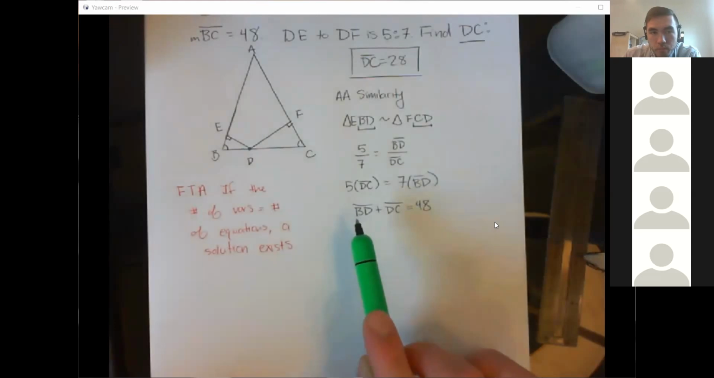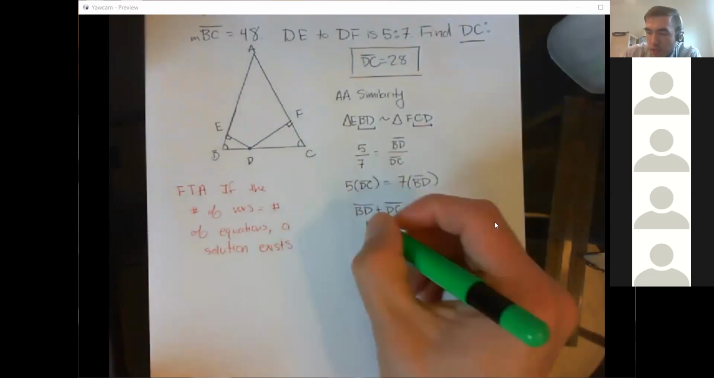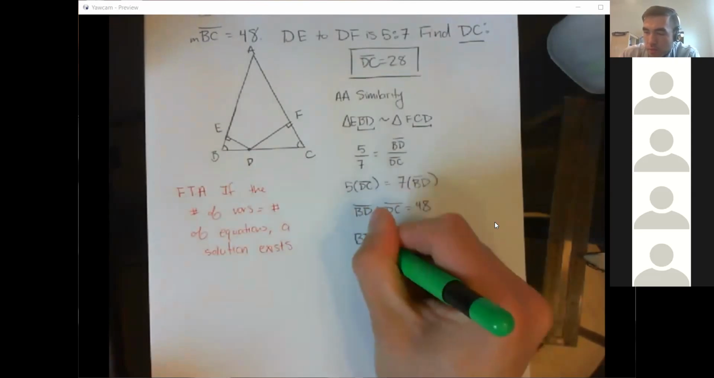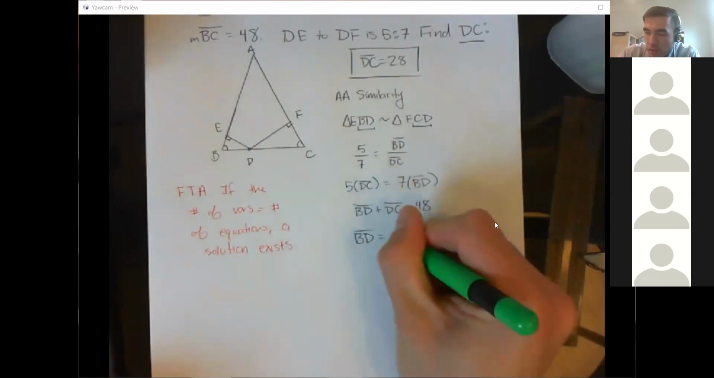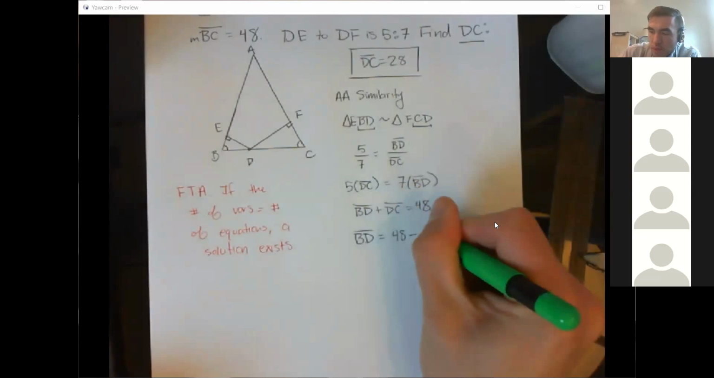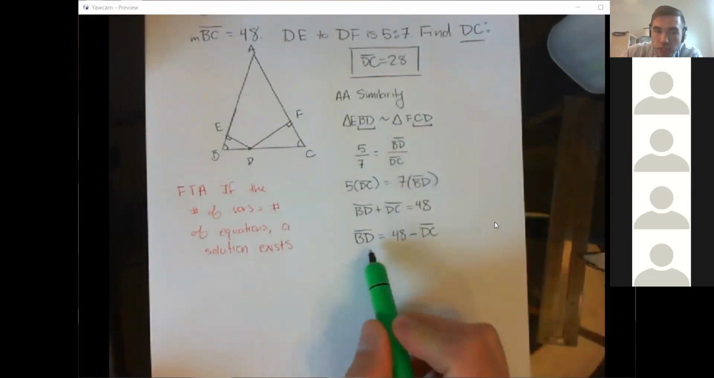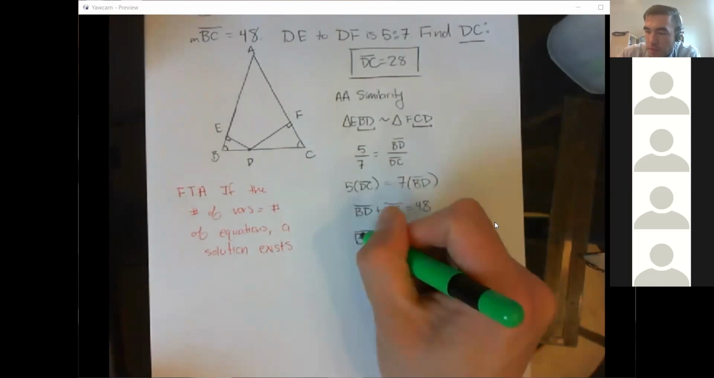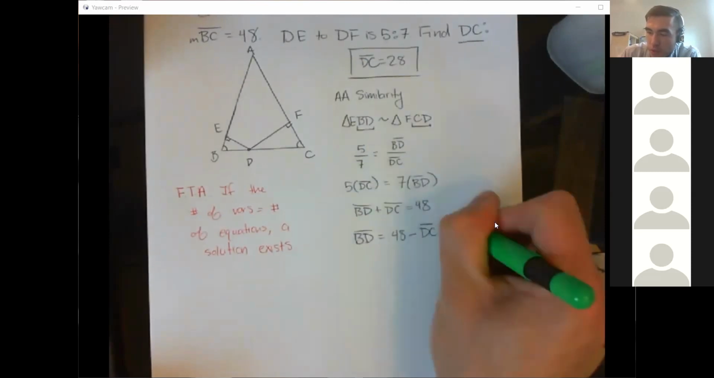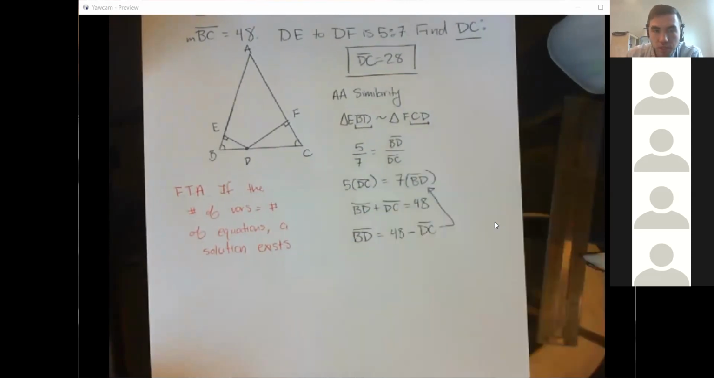You cancel it, I think. Minus DC. I'm going to subtract DC from both sides. So BD is going to be equal to 48 minus DC. And now that I have a redefinition of BD, I can take this and I can substitute it into my other equation right here where we see BD.